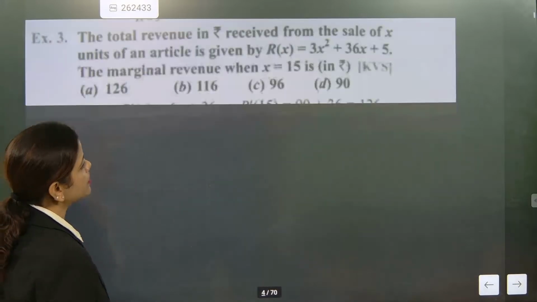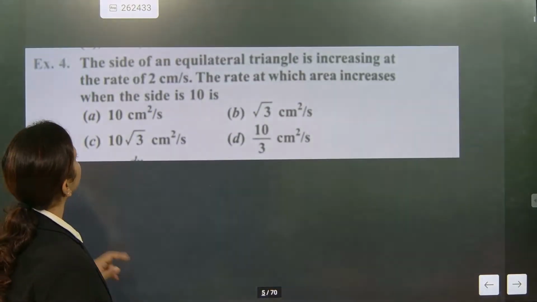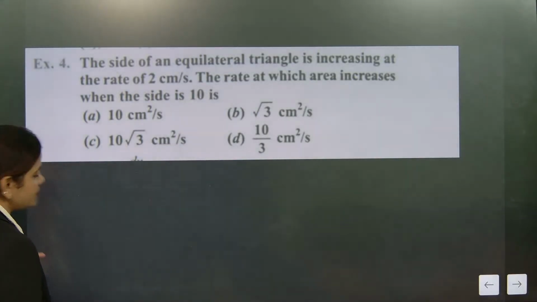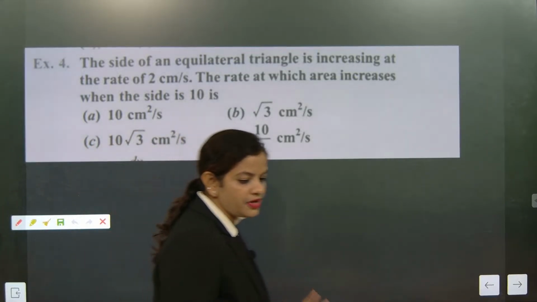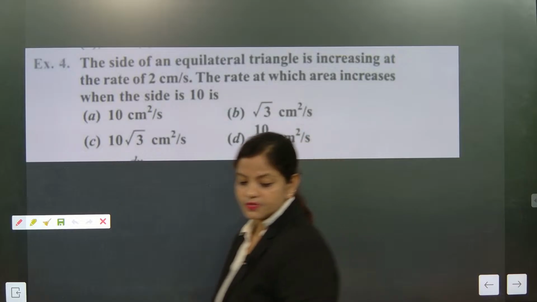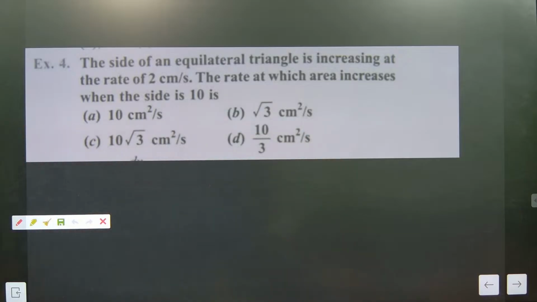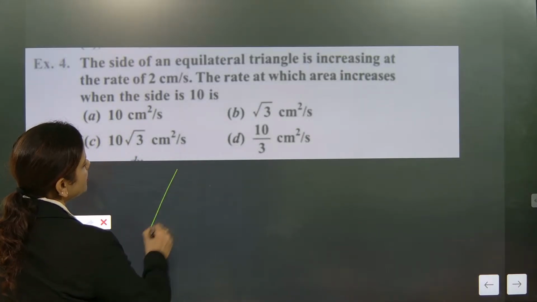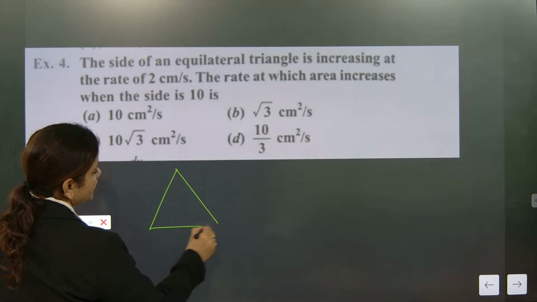Now look here. The second question is this one. The side of an equilateral triangle is increasing like this. An MCQ is sure to come like this because application of derivatives is very important. Total calculus itself holds on this part, you have to do it. Now look, what are the properties of an equilateral triangle?